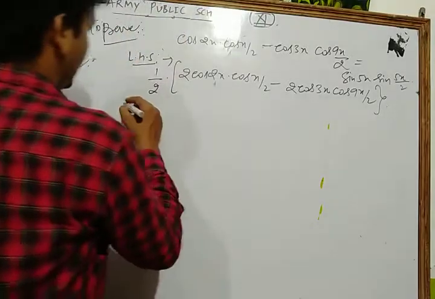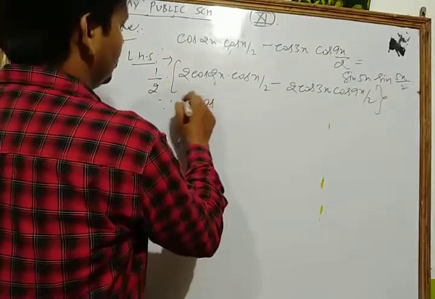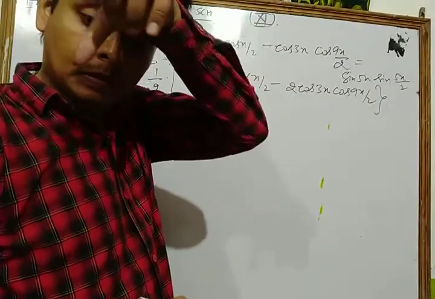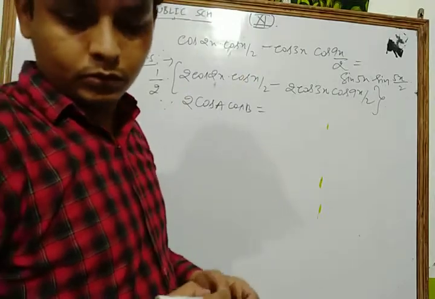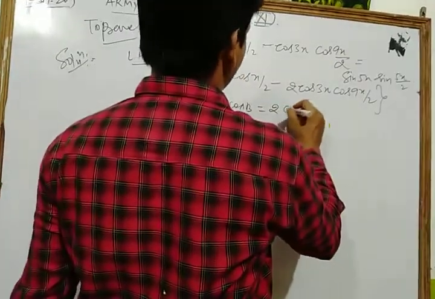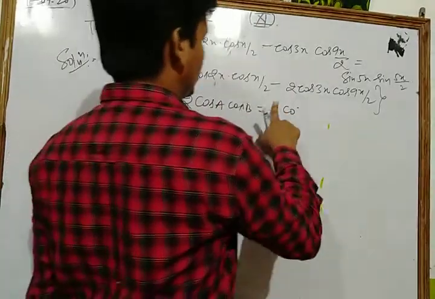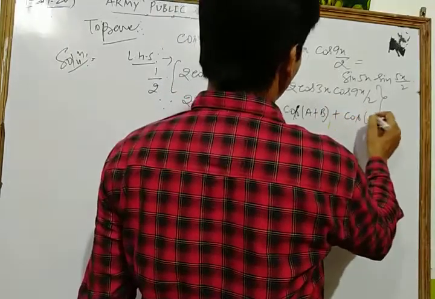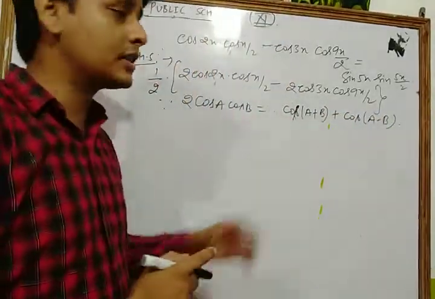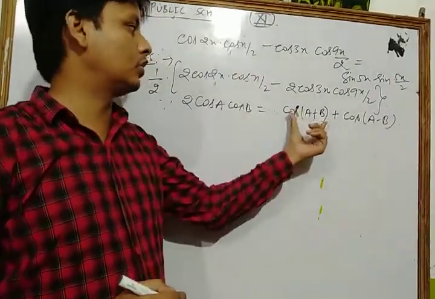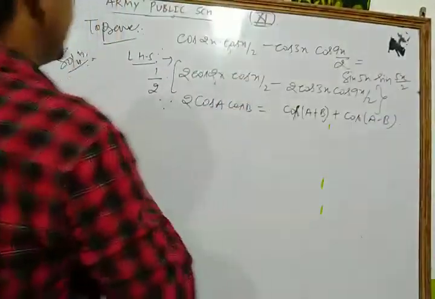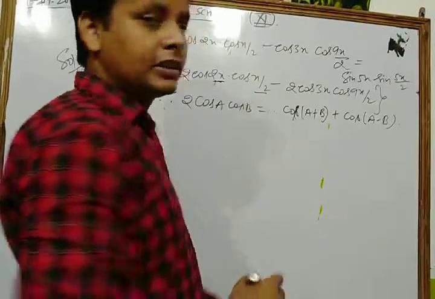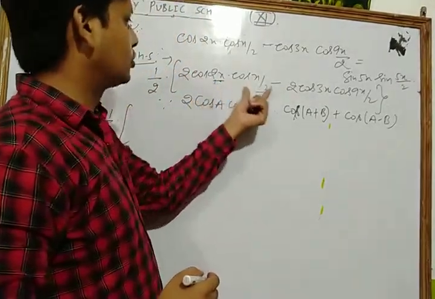Okay, let's see. Since we know that 2 cos a cos b is equal to what? The formula of 2 cos a cos b is cos (a plus b) plus cos (a minus b). Okay, this is the formula for 2 cos a cos b, which is equal to cos (a plus b) plus cos (a minus b). Now let's see. This is a and this is b.